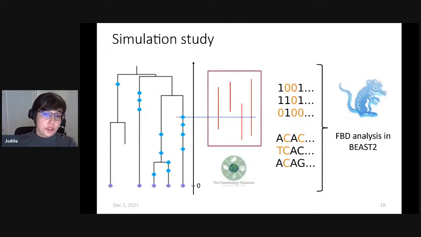And so we decided to study what difference these methods were going to make with a simulation study. I show here a quick look at what our simulation pipeline looked like. Essentially, we simulated trees under the fossilized birth-death process with fossil samples. And then each of the fossil samples was assigned a real range that we got from the Paleobiology Database, so a range that was originally calculated for a real fossil specimen. And we also simulated a molecular alignment and a morphological alignment, and we did FBD analysis with all that.